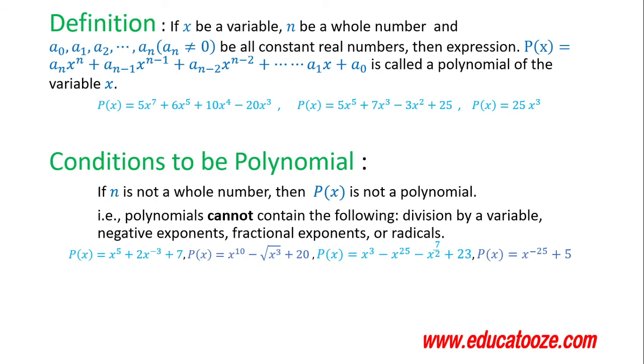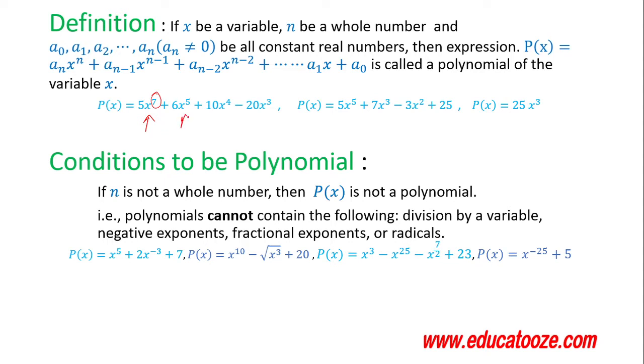Now let us see the definition of the polynomial. Polynomial is an algebraic expression which never includes fractional or negative exponents of the variable. That means we need to look at each power of the variable, whether each power of the variable is a whole number or not. If that is not a whole number, then that is not a polynomial.